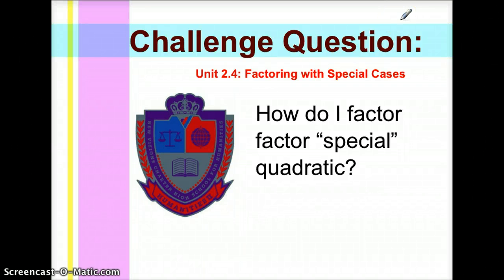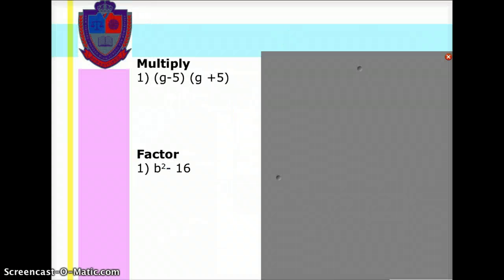Hey guys, welcome to Unit 2.4, Factoring with Special Cases. Before we get into our unit, let's review really quick how to multiply and factor.